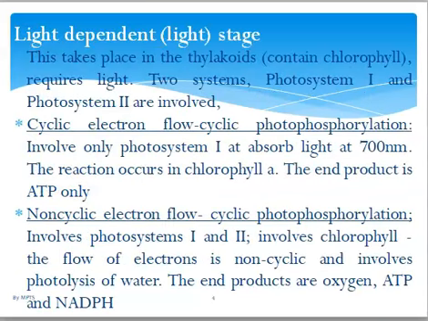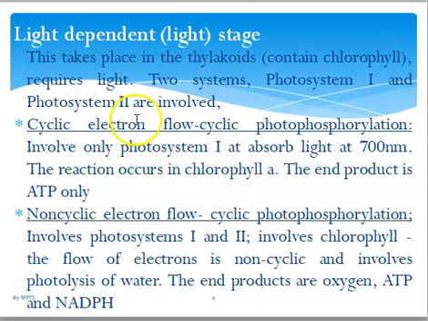Now, the light-dependent stage occurs in the thylakoid. This is very important; objectives can come based on this. It requires light, and two photosystems are involved, photosystem 1 and photosystem 2. Ensure you know the diagrams which can be used to represent this electron flow.